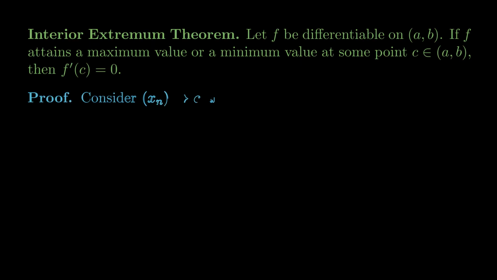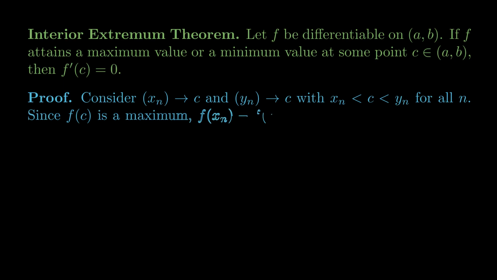For the proof, let's consider two input sequences, xn and yn, which both converge to c, and xn is less than c is less than yn for all n. Since f of c is a maximum, f of xn minus f of c and f of yn minus f of c are both less than or equal to 0 for all n.